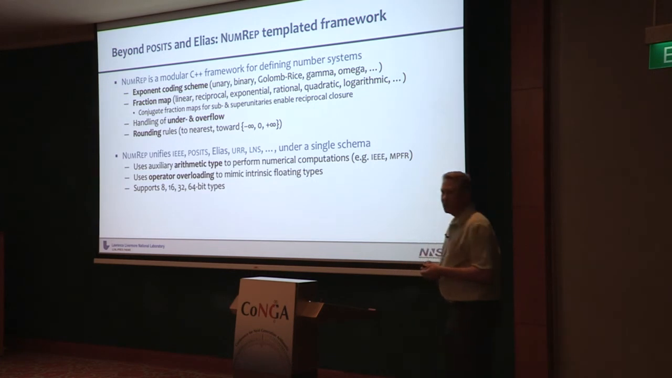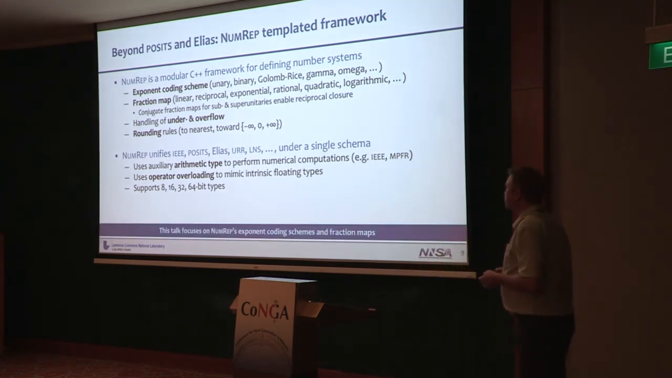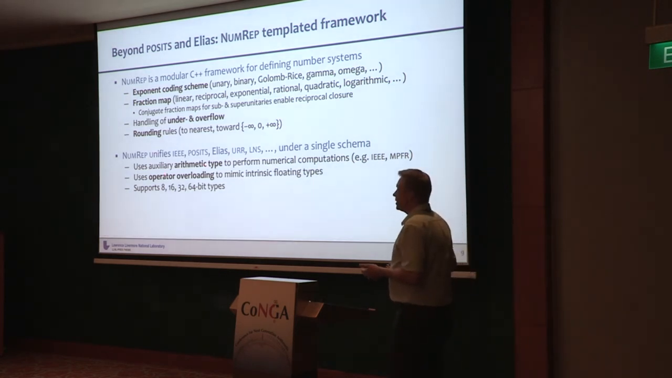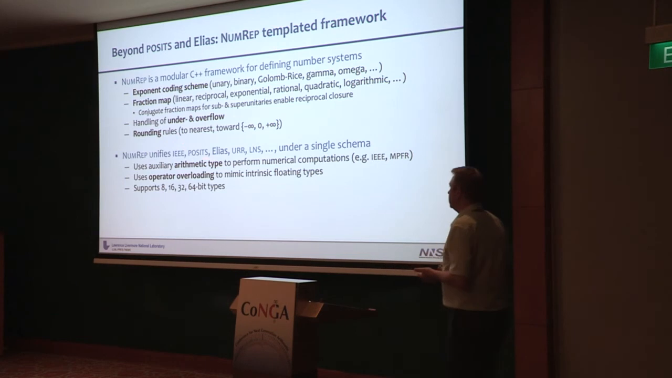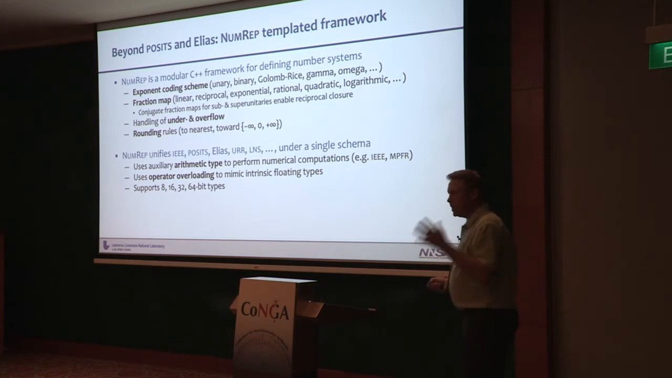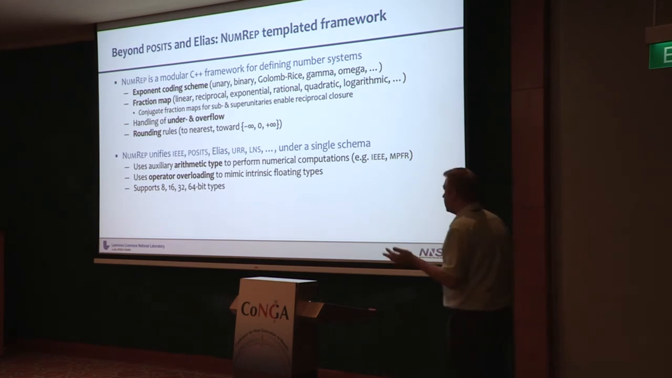We haven't come up with a catchy name yet, but so far that's our working title. It allows us to unify and represent lots of different number systems, including IEEE, posits, and all these other ones, using a single framework, okay? So the user can add to this simply by writing new C++ templates that implement new encoding schemes or new fraction maps and what have you, right?